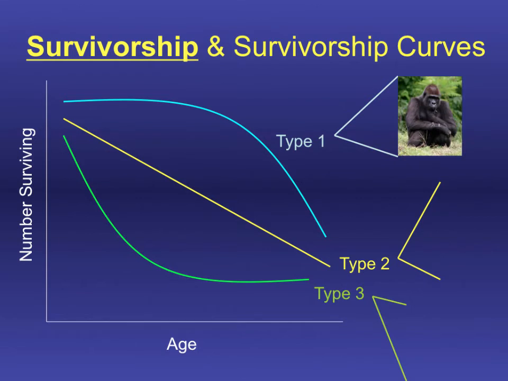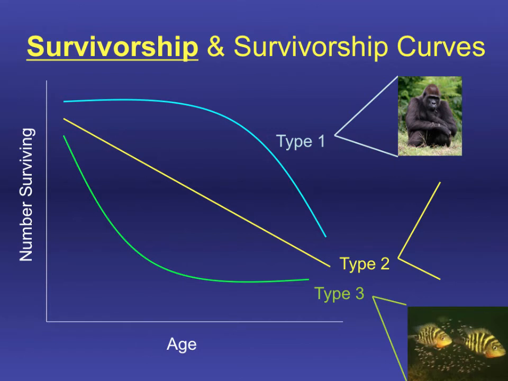Type 1 survivorship curves are seen in things that have really good parental care, things like primates, and that would include humans as well. Infant mortality is relatively low. Most young offspring survive because they're taken care of by their parents and others around them. But then at some point, as you approach the maximum lifespan of the species, obviously everybody's going to die off.